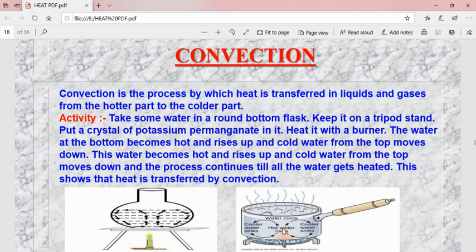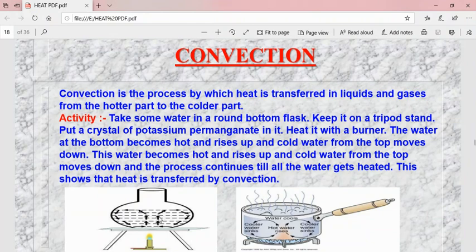So here this movement will be circulating in hot and cold water. That is called a convection current. This results in heating of the entire volume of water in the beaker. So let me explain once again. Here I have taken a flask which contains normal cold water.